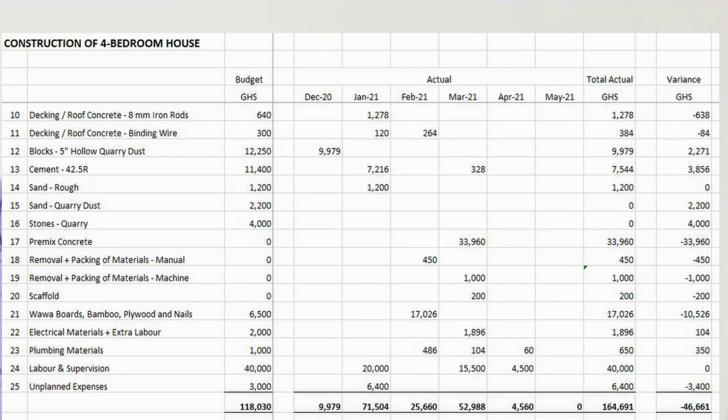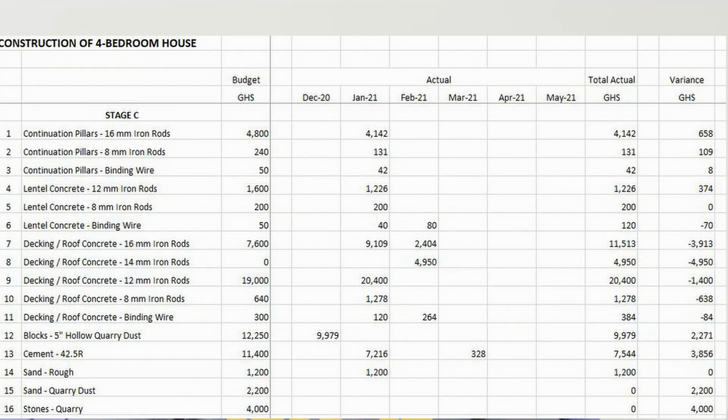So we have continuation pillars, the various sizes of iron rods, binding wire, the lintel concrete that goes above the windows and above the doors, the actual decking material itself, the concrete and iron rods, the cement that we anticipated using, i.e. the budget for it, the sand, both rough and quarry dust, and also the scaffold that we used, various electrical items and plumbing materials, where we had to put the conduits through the walls, etc.